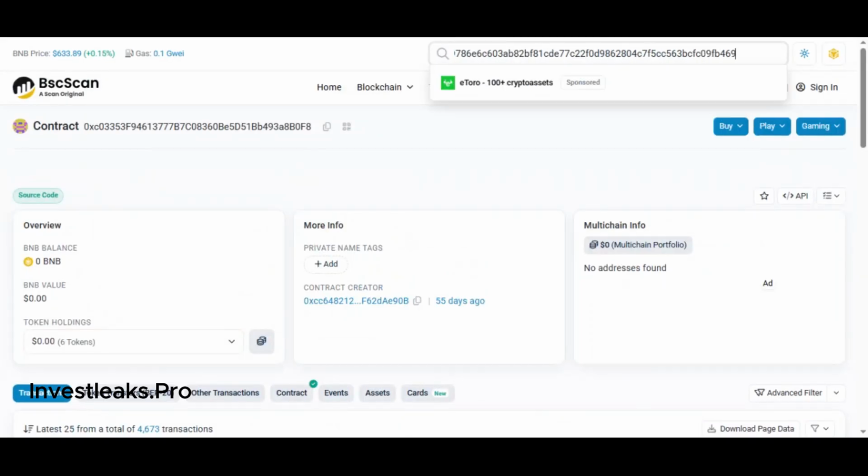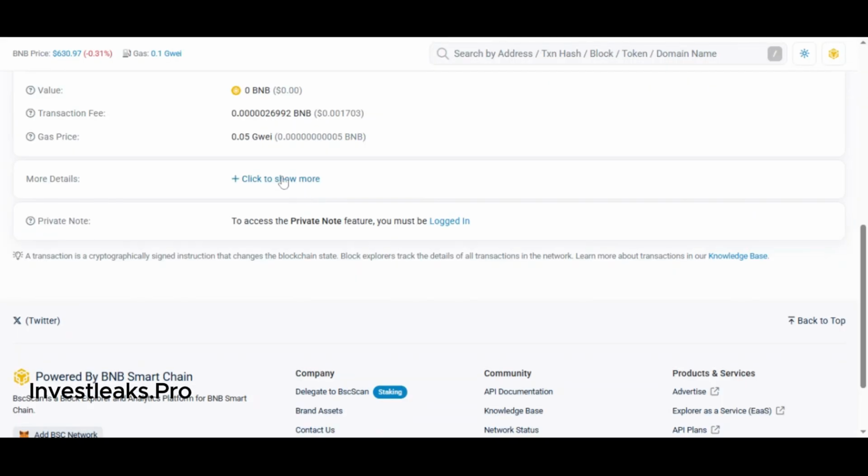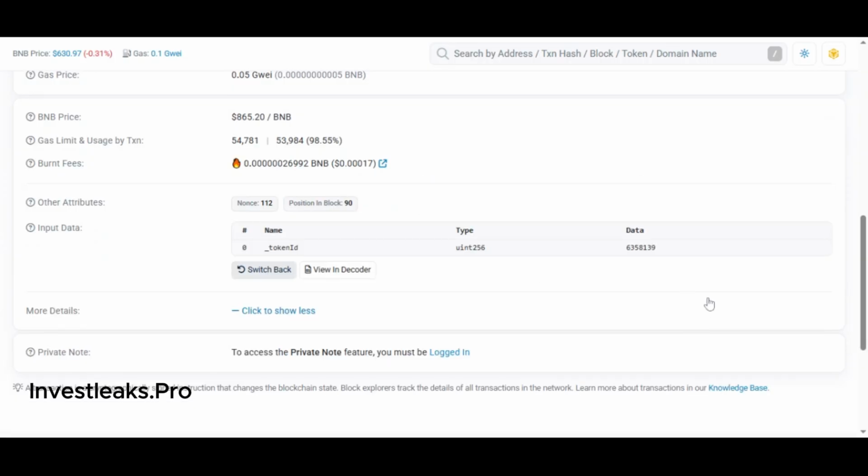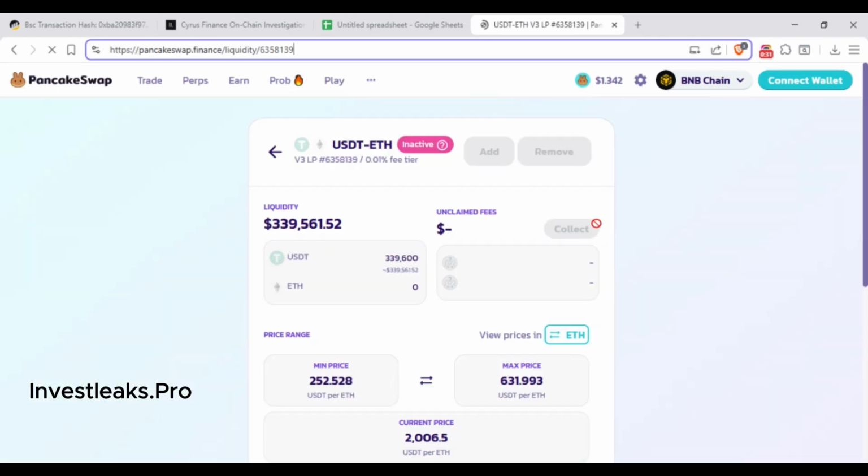Next, I repeat the exact same process. I find another token ID, 6358139. Opening it on PancakeSwap shows a USDT ETH v3 position with slightly over $300,000 in liquidity. Again, fully public and verifiable.